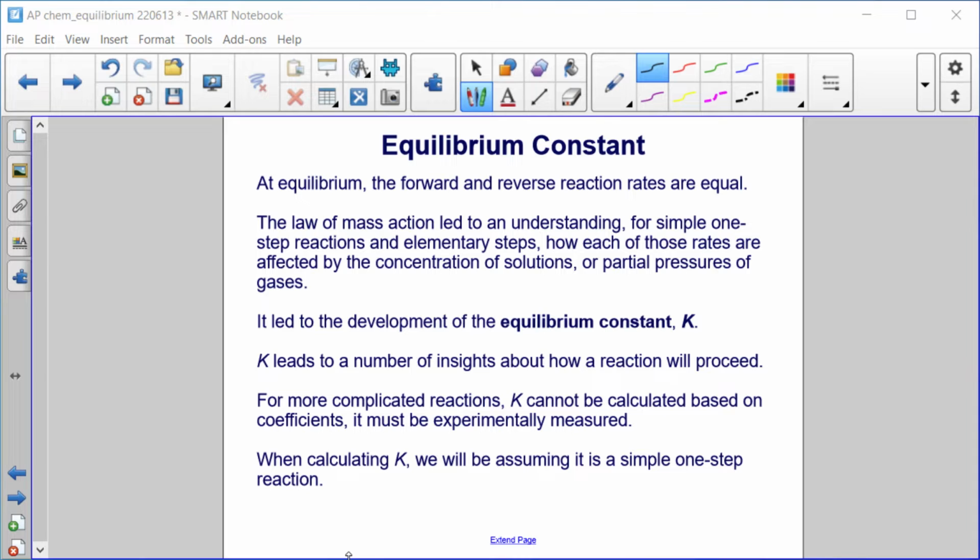For more complicated reactions, K cannot be calculated based on coefficients. It must be experimentally measured. When calculating K, we will be assuming it is a simple one-step reaction.